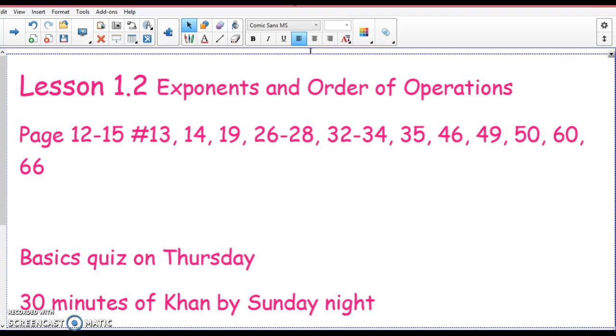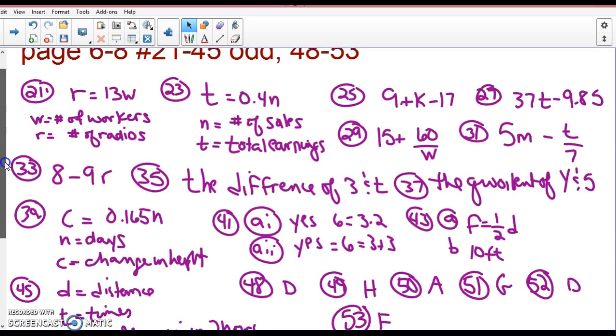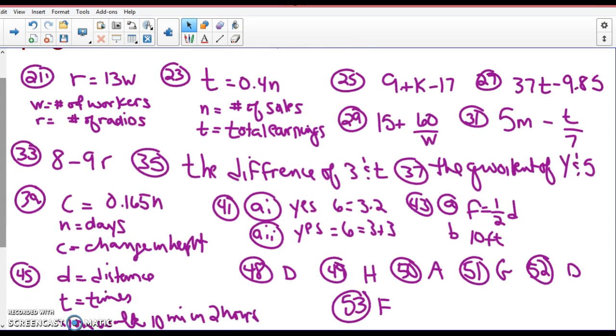All right, today's lesson is 1.2, exponents and order of operations. Here's the homework. This was the answers to last night's homework. You're going to want to pause your computer and check it.